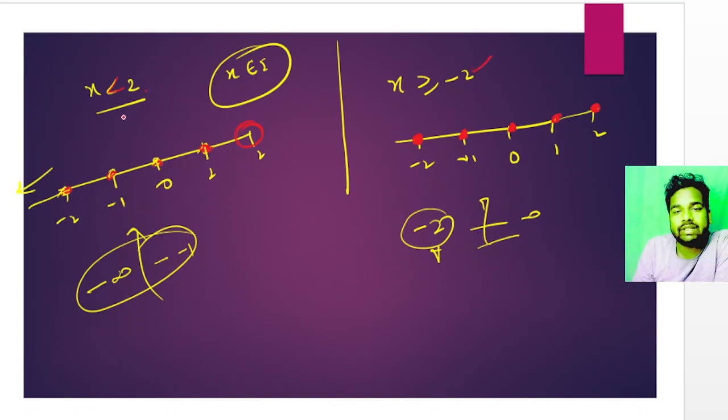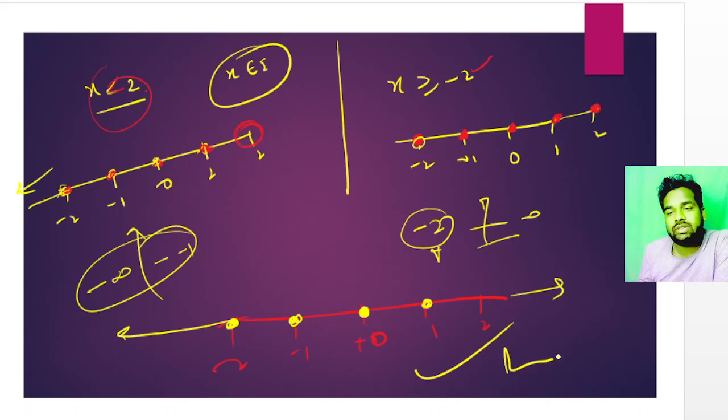So all the numbers in between these two conditions are going to be represented on the number line. That is 0, 1, 2, and this is minus 1 and this is minus 2. So how is it going to be represented? Minus 2 will come, minus 1 is also going to come, 0 is also going to come, 1 is also going to come, and this is represented on the number line. This is the final answer.